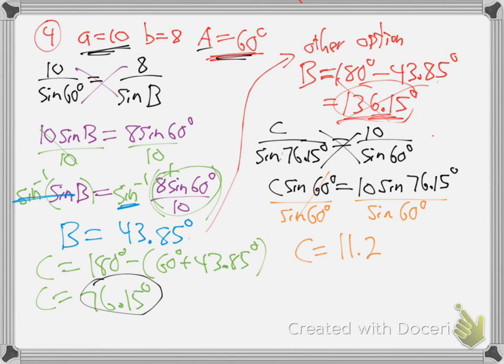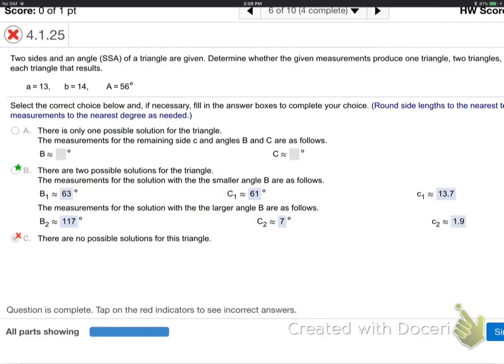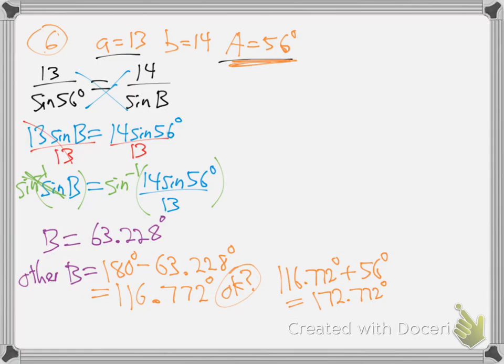Whenever you do sine inverse and you get a B, you right away then do 180 minus, that's the 43.85, 180 minus 43.85. Do the other option and see if that keeps your total under 180. If so, it's a valid option. This time, on problem number 4, it was not a valid option. Here on problem number 6, it is a valid option. The other B, 116.772, if I add it to 56, we're still under 180, so it's possible. So what that means now is we have two completely different triangles that we have to solve. There's actually two possible triangles.